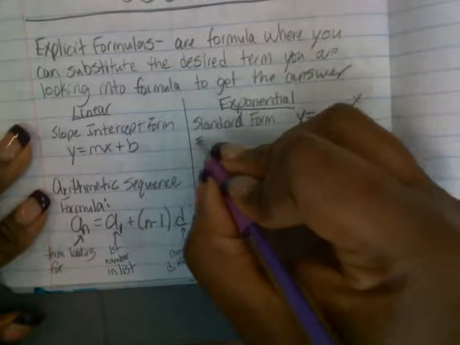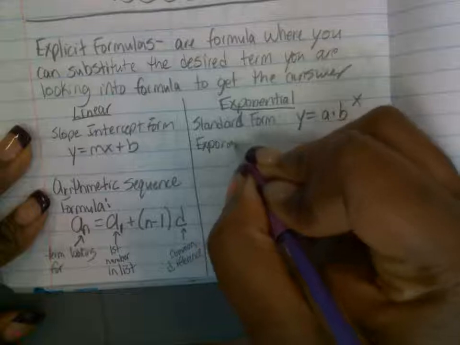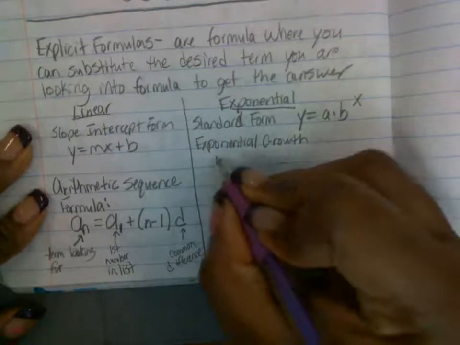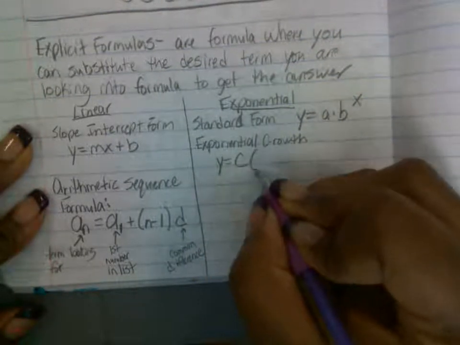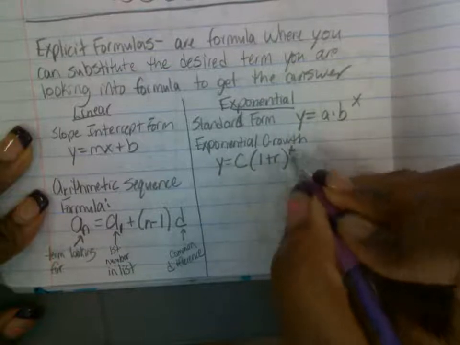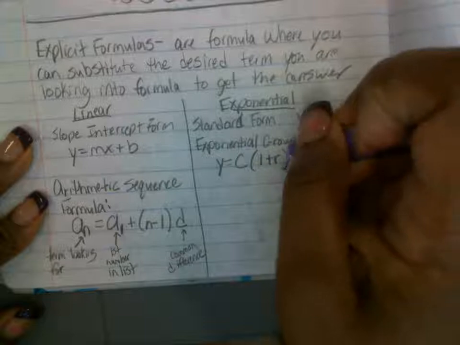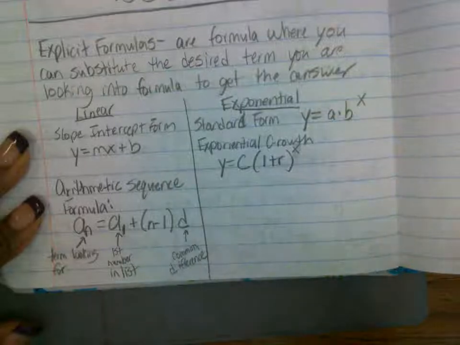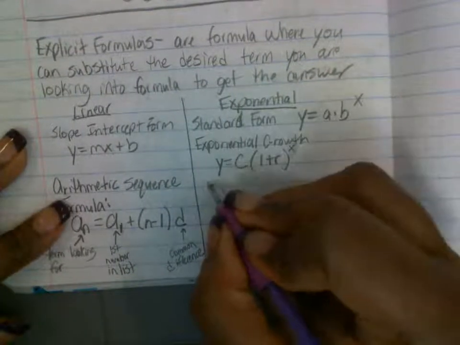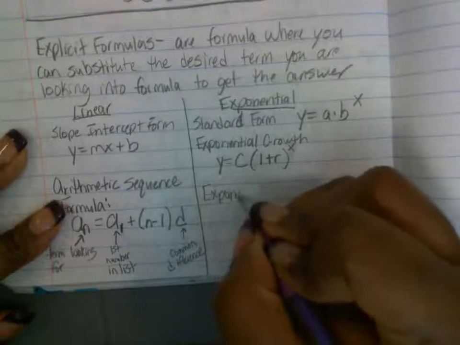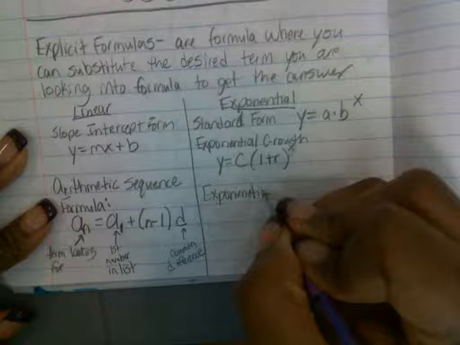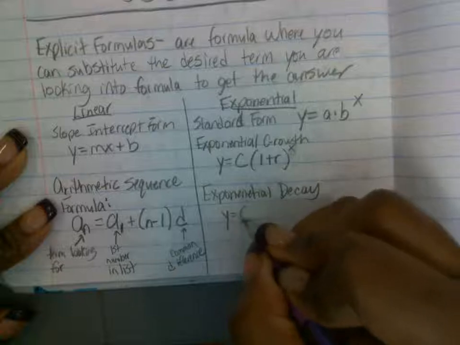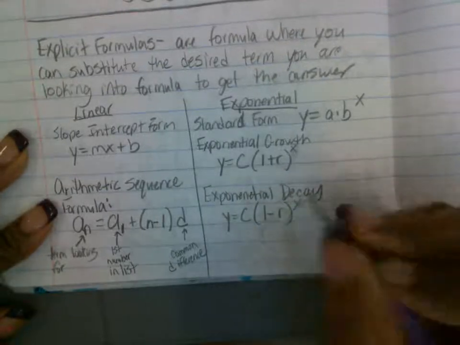You have exponential growth. The exponential growth formula is an explicit formula: y equals C, parentheses 1 plus r, to the t power. You plug in t or x. I've been putting x; it could be x or t. You plug in x to get y. This is an explicit formula. And exponential decay: y equals C, parentheses 1 minus r, to the x power.